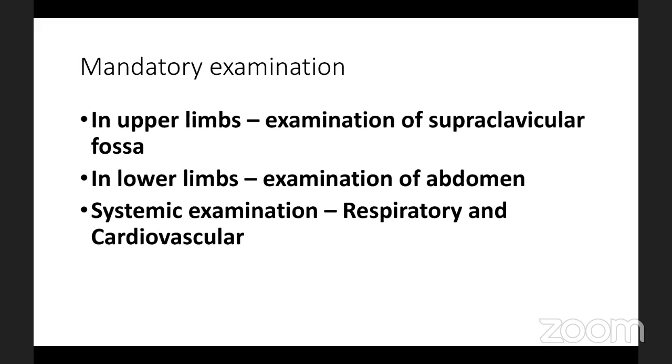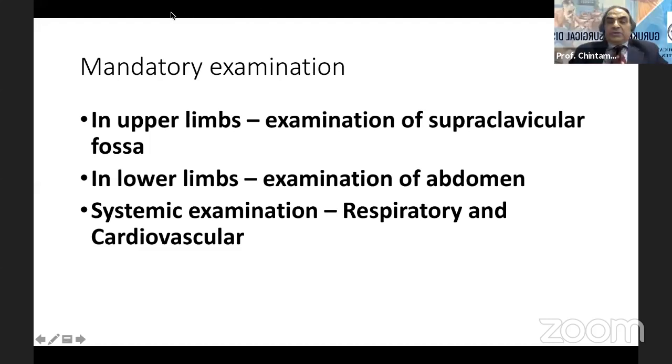Mandatory examination in upper limbs. Please remember this. In upper limbs, always examine the supraclavicular fossa because the cause could be there or the result could be there. The result could be in the form of a lymph node there, or a lymph node in the inguinal region. In the case of lower limbs, always examine the abdomen. The pathology could be in the abdomen, like a lump pressing on the veins producing varicose veins, or a tumor there, or a lesion in the right iliac fossa pressing on the veins, or an abdominal aortic aneurysm which can have features. Examine these areas mandatorily. That will help.